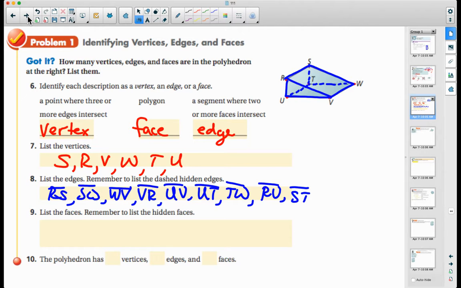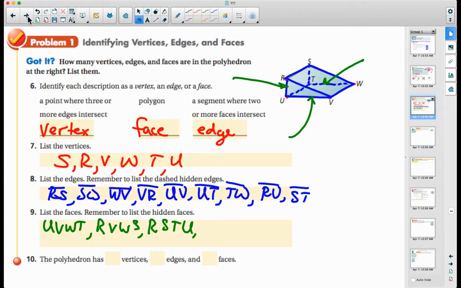Now we want to list the faces. Again, you would think they are called sides, but they're called faces. How about the name of the bottom one? I have a quadrilateral UVWT. How about this slanted face? That is another quadrilateral, RVWS. How about this back wall? I've got RSTU.